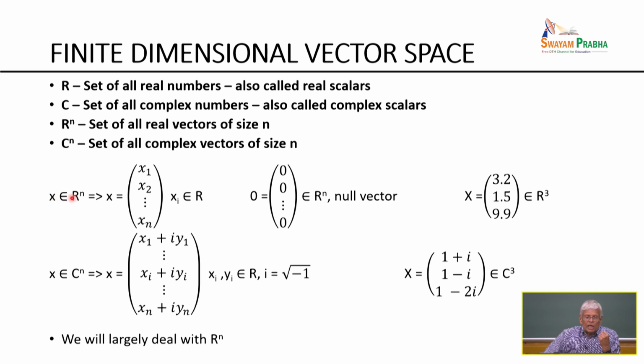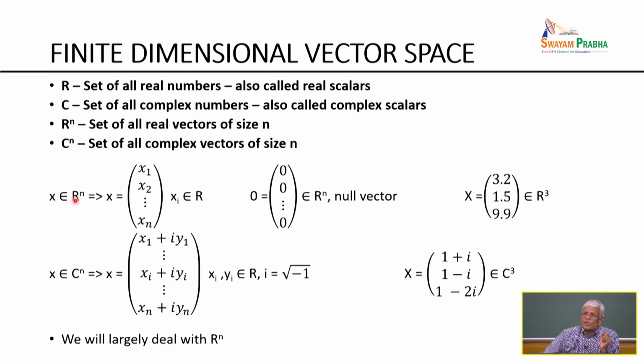If I say x belongs to Rn, this is a symbol that tells you belongs to, I am sure you are all familiar with. x belongs to Rn implies x is a real vector with n components, x1, x2, up to xn. Each of the components xi is a real number. 0 is a real vector. The context will tell you the size of this vector.